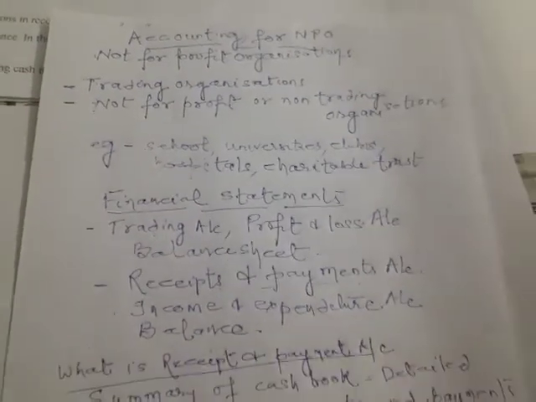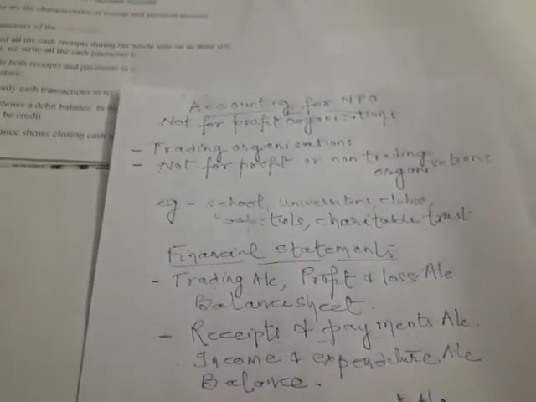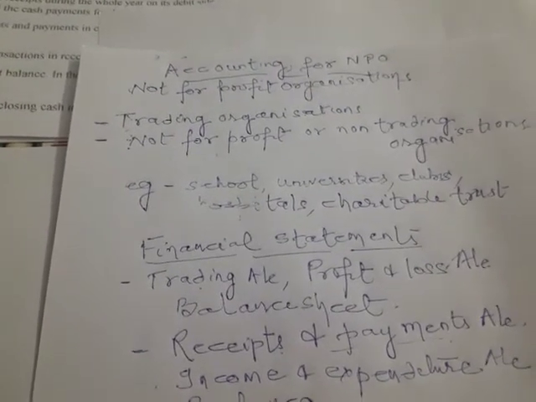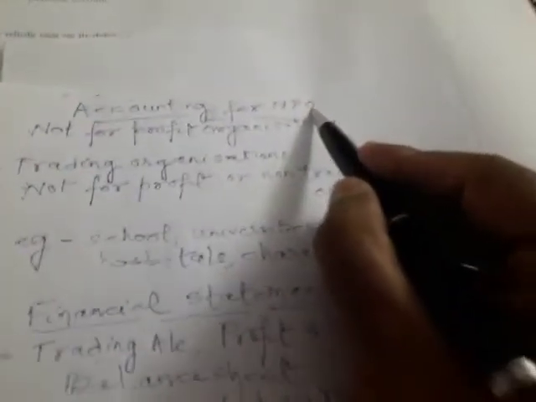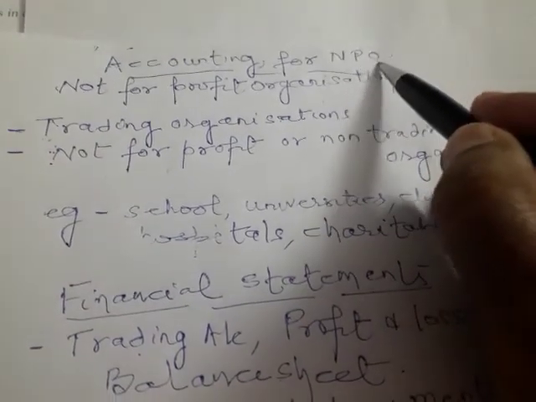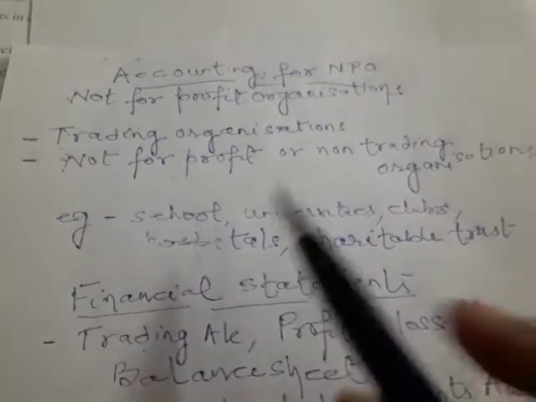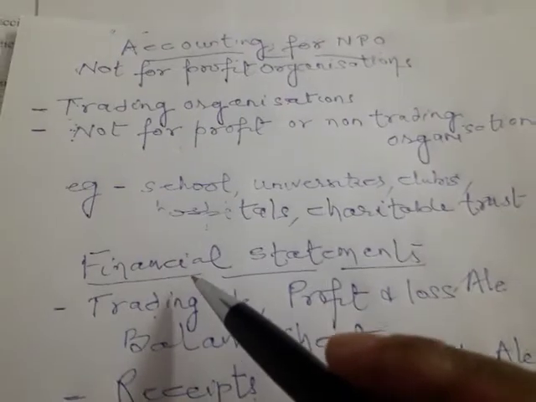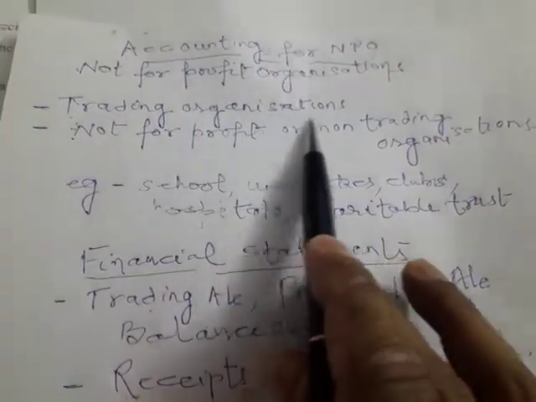Today we are starting with the second part of chapter number 1 of class 12 commerce, that is accounting for not for profit organizations, that is the NPO. And what is NPO? There are certain organizations which are working with the motive of profit. The main aim is to earn profit. So these organizations are known as the trading organizations.